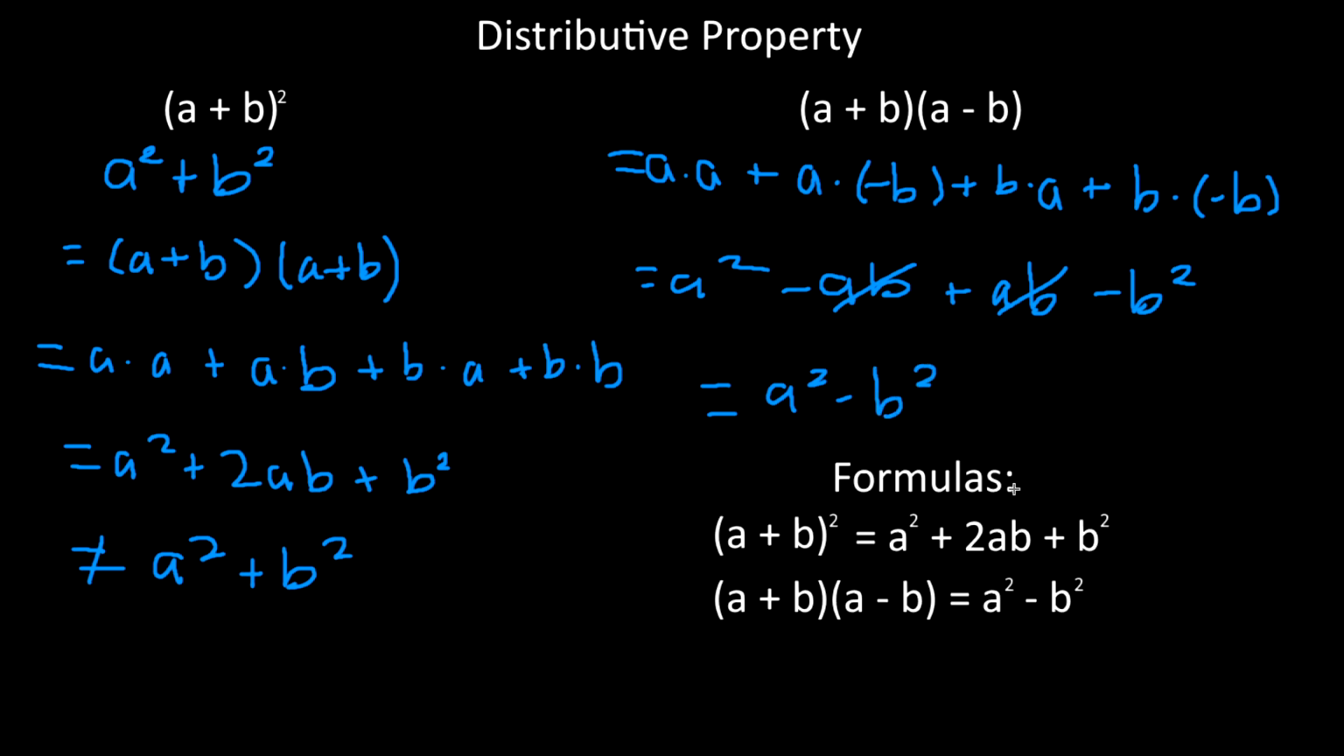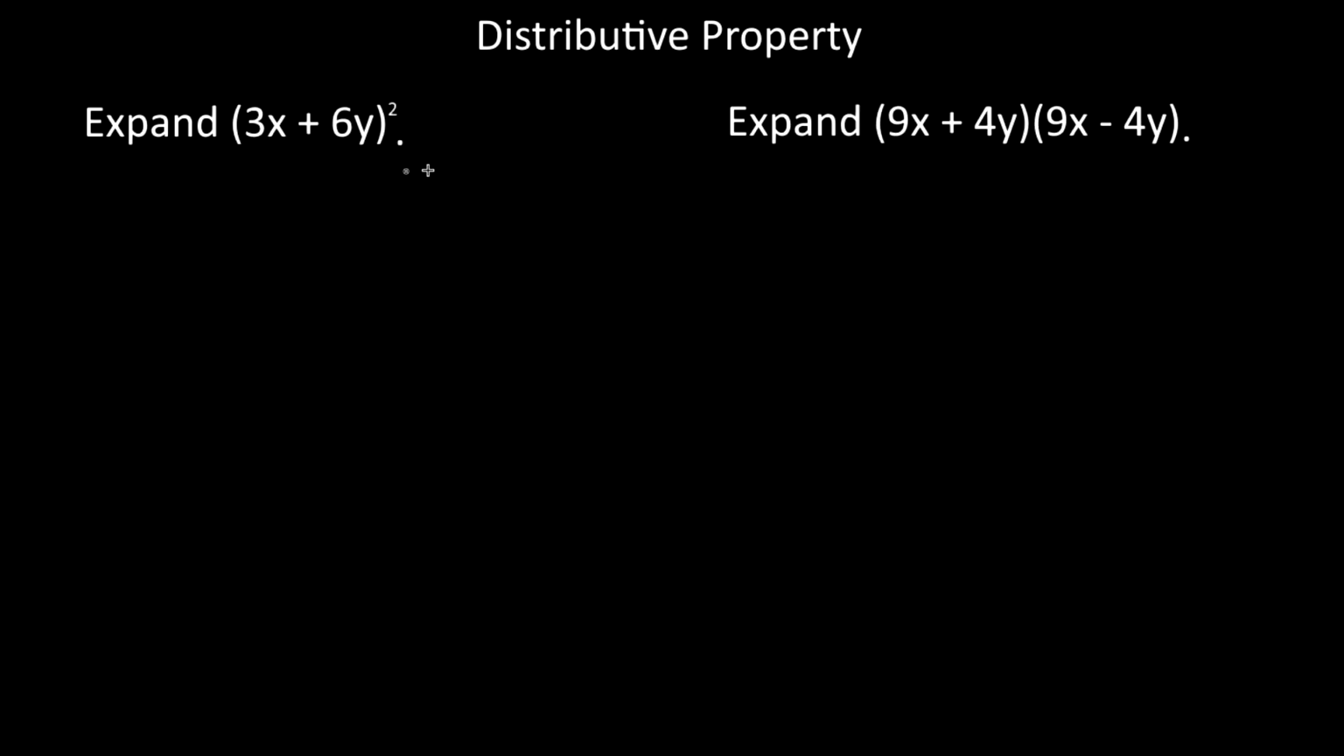So here are the two formulas. A plus b squared is equal to a squared plus 2ab plus b squared. And a plus b times a minus b is equal to a squared minus b squared. The second formula is called a difference of squares. Remember that a and b can be any expression, such as x, y, or 3xy squared. Now let's do some examples.